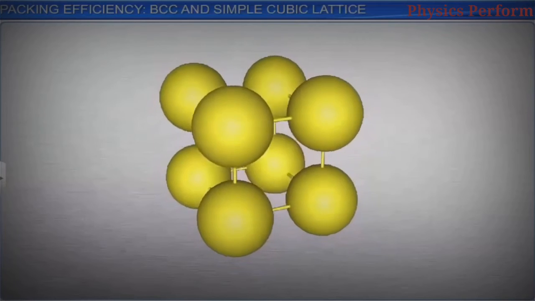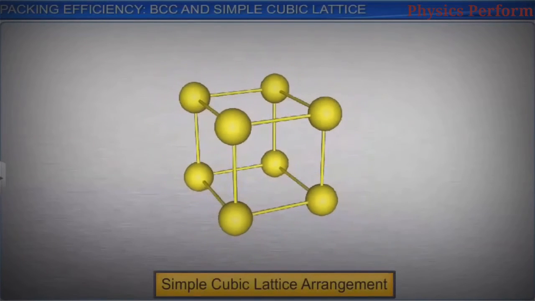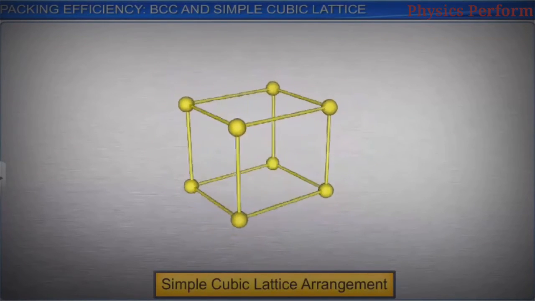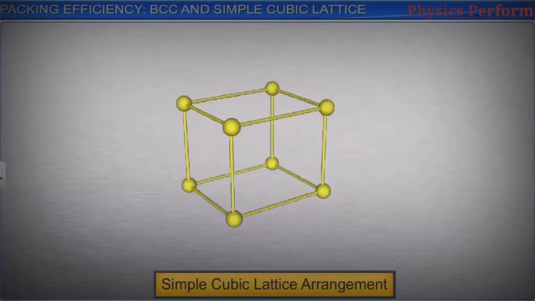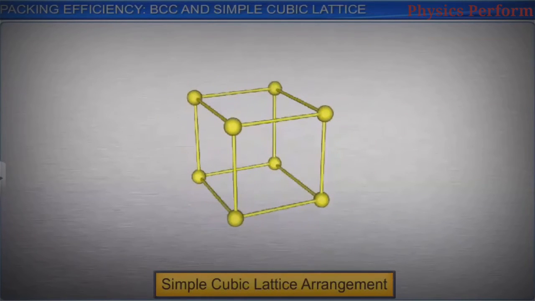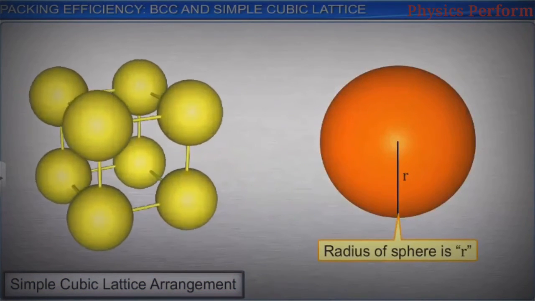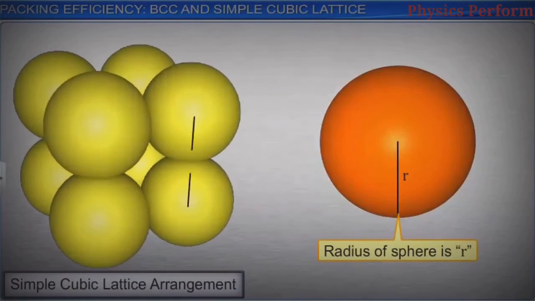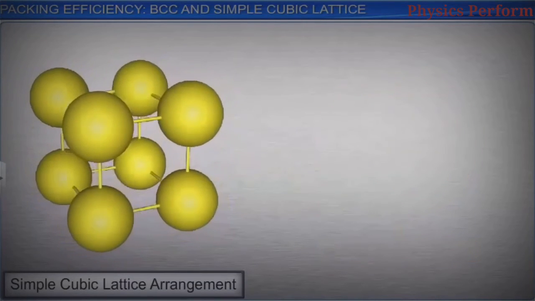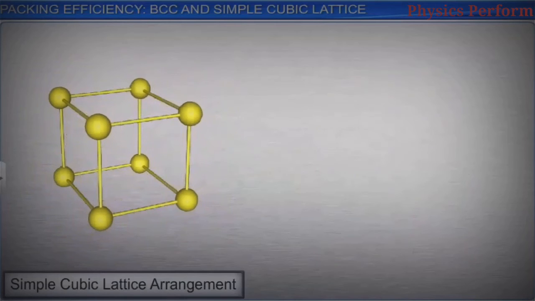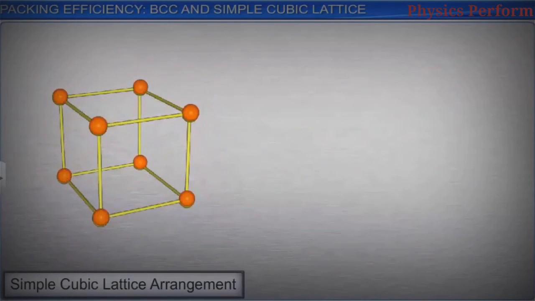Now let us study the simple cubic lattice arrangement. In this arrangement, the particles are present only at the corner lattice points of a unit cell. Each unit cell has 8 spheres with radius r. The edge length of a unit cell is a, which is equal to 2r. All these 8 spheres are present at the corners of a unit cell, as shown here.